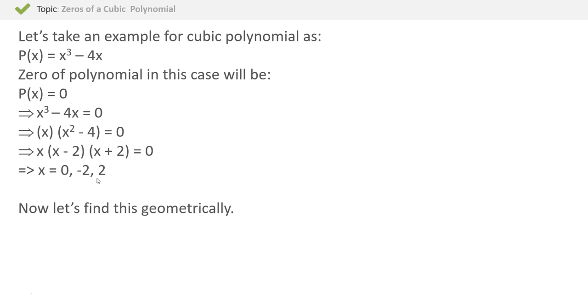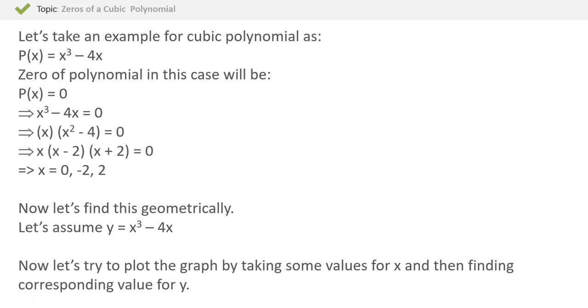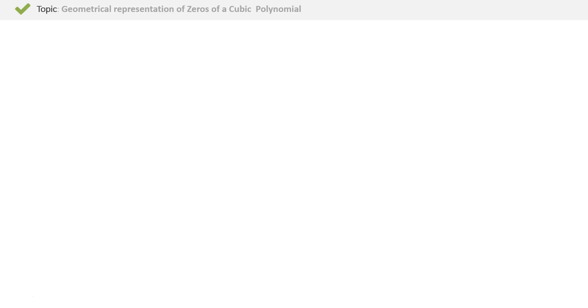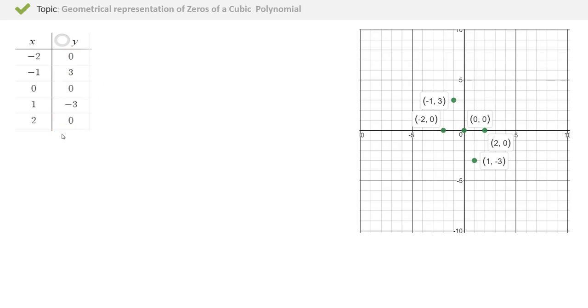Now let's find this geometrically. What does it mean? Let's assume y equal to x cubed minus 4x. When you try to plot this on the graph, you get different values for y while assuming values for x. So here I'm assuming x equal to minus 2, minus 1, 0, 1, 2, and I'm calculating different values of y. And when I try to plot them onto the graph, these 5 points are going to look like this.